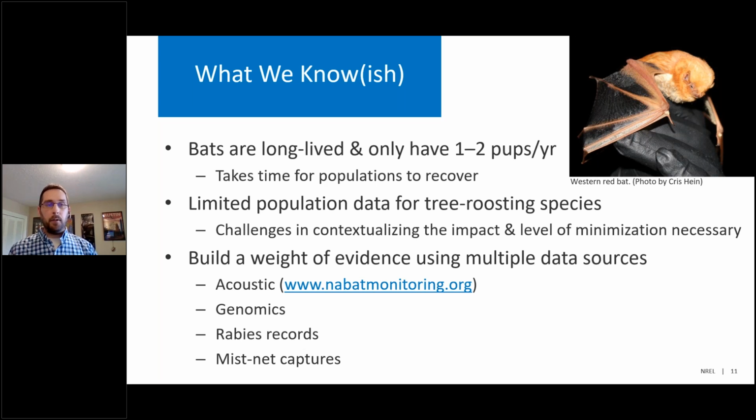And so really complex and challenging questions, one, to understand bat populations and then to put it in the context of this particular issue. And in lieu of getting population estimates that are more precise than what we currently have, we need to build a weight of evidence using as many data sources as possible. This could include acoustic surveys that are part of the North American Bat Monitoring Program, genomic and genetic research, accounts of rabies records over time, mist net captures, all to give us a sense of, are bat populations stable? Are they increasing, decreasing? And if so, by how much?